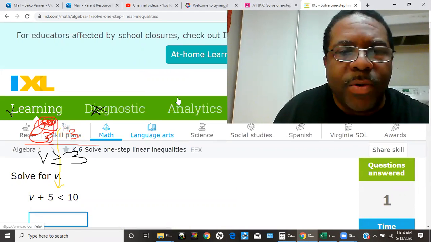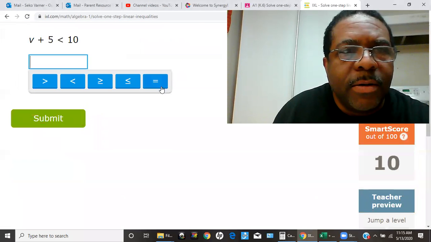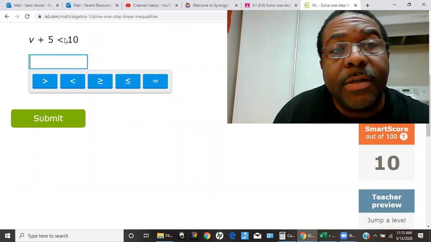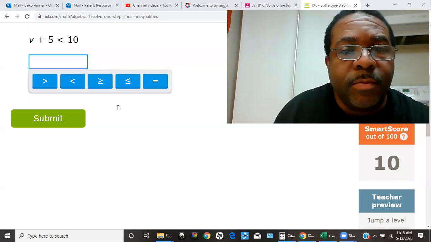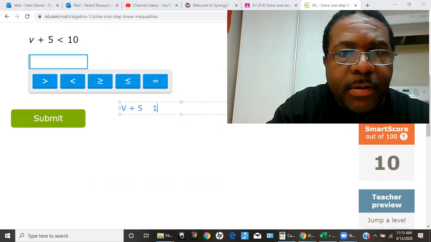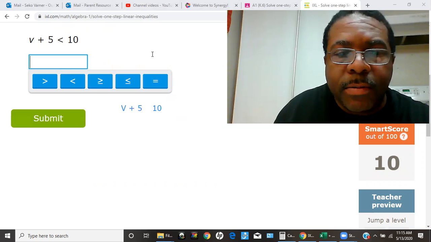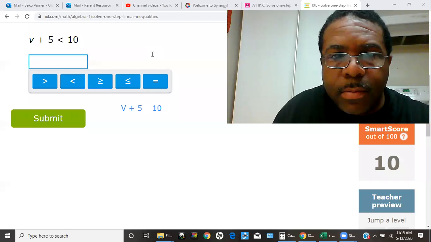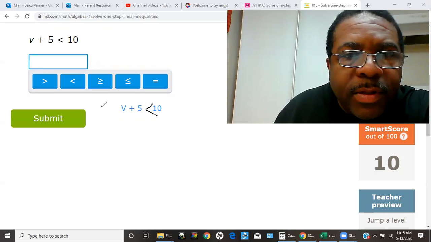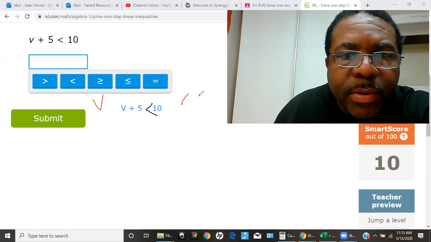All right, so let's do one more, okay? So this one is what the problems are, solve for V, the directions rather, solve for V. Okay, so V plus 5 is less than 10. I'll do it over here so we have a little more room. V plus 5 is less than 10. Okay, good. So let's start. Now, we want the variables on this side, and we want the numbers on this side, okay?